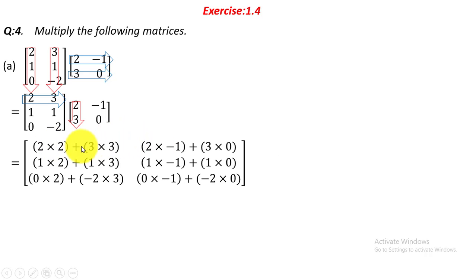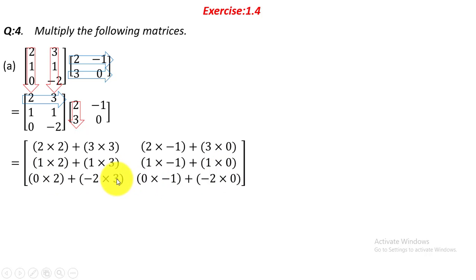First entry is obtained by the product of the first row with the first column: 2 times 2 plus 3 times 3. Second entry is obtained by the product of the first row with the second column: 2 times -1 plus 3 times 0. Third entry is obtained by the product of the second row with the first column: 1 times 2 plus 1 times 3. Fourth entry is obtained by the product of the second row with the second column: 1 times -1 plus 1 times 0.